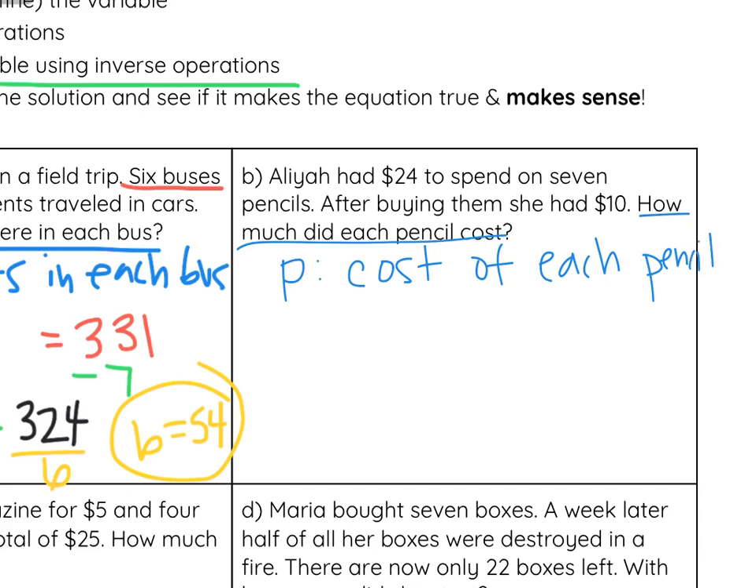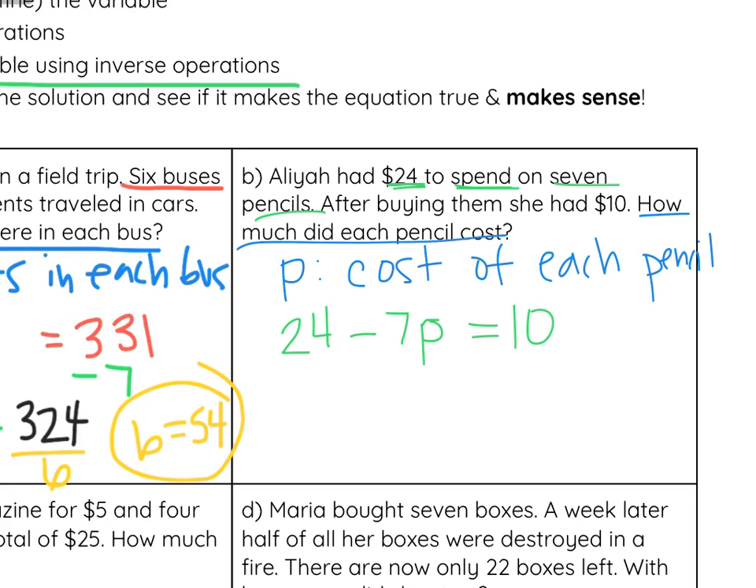Okay, so we can set this up a couple of different ways. Aaliyah had $24, so she started off with $24. And she spent money on 7 pencils. So we're going to subtract, because when you spend money, you lose it. It's going away. 7 pencils, well, we know there's 7 of them, but we don't know how much each of them cost, so that's when we use our variable, P. And we end up with $10.